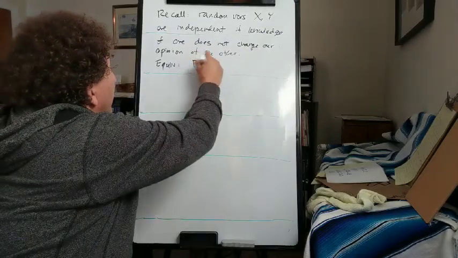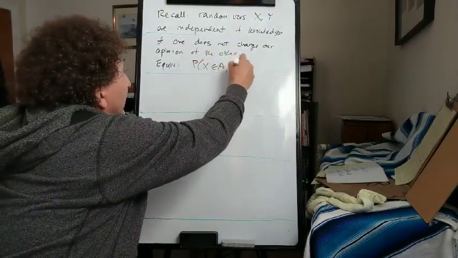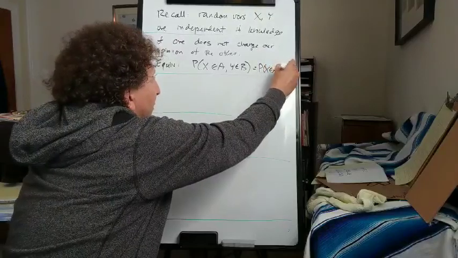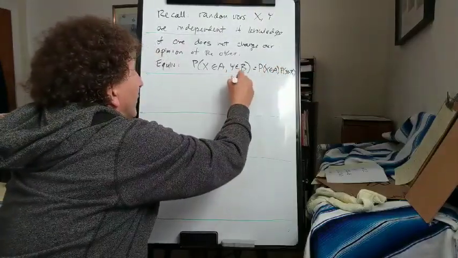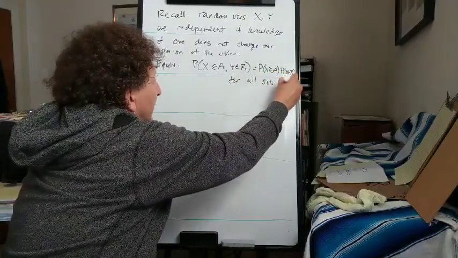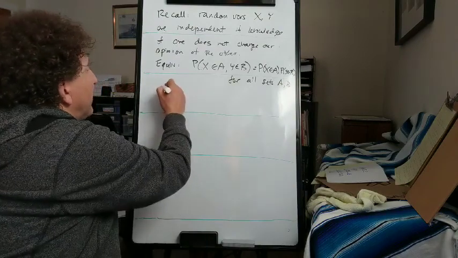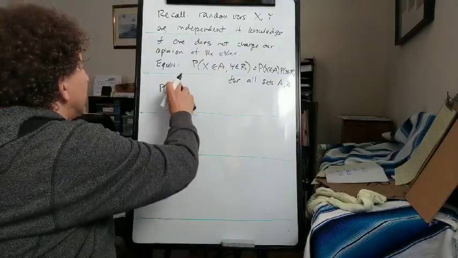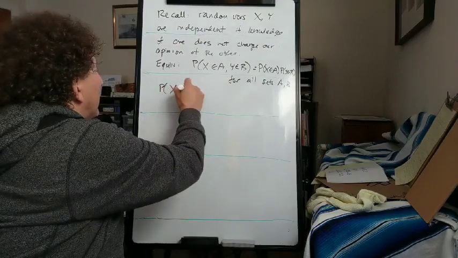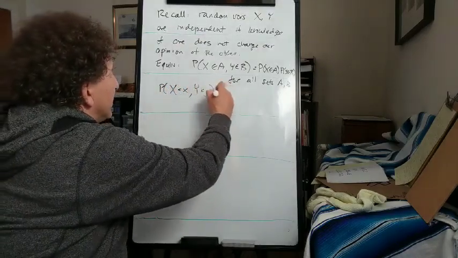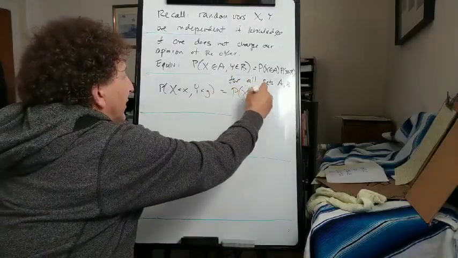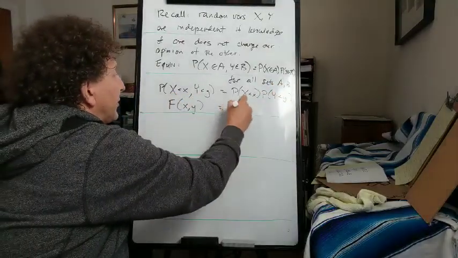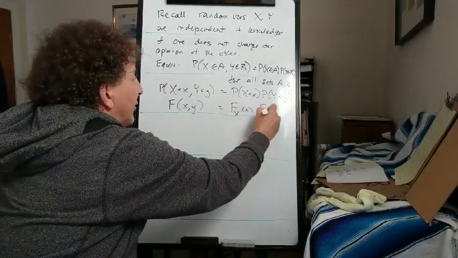Equivalently, we could say the probability that x is in some set A and y is in some set B equals the probability that x is in A times the probability y is in B for all sets A and B. In particular, that means that the probability that x is less than some value and y is less than some other value equals the probability that x is less than this value times the probability that y is less than that value, which we could write as F of little x, little y equals Fx of little x times Fy of little y.